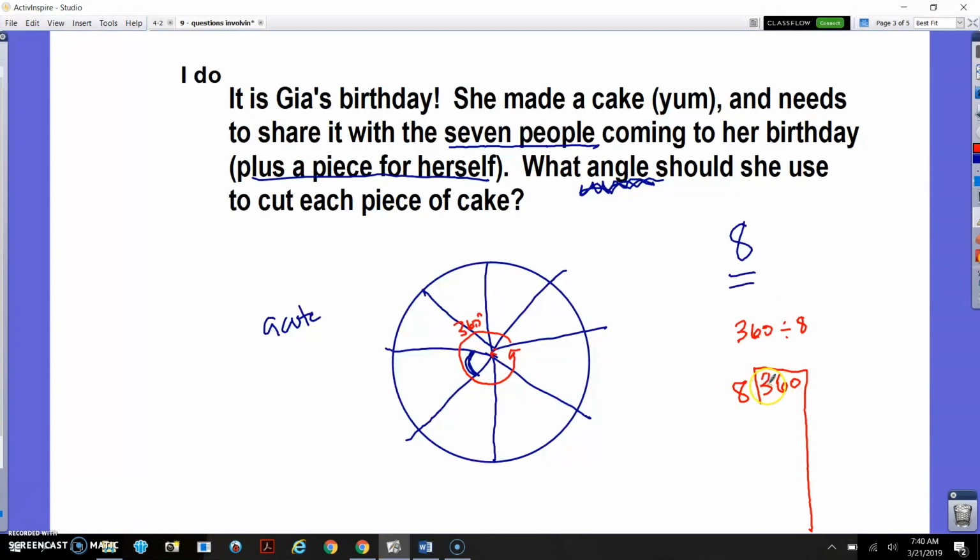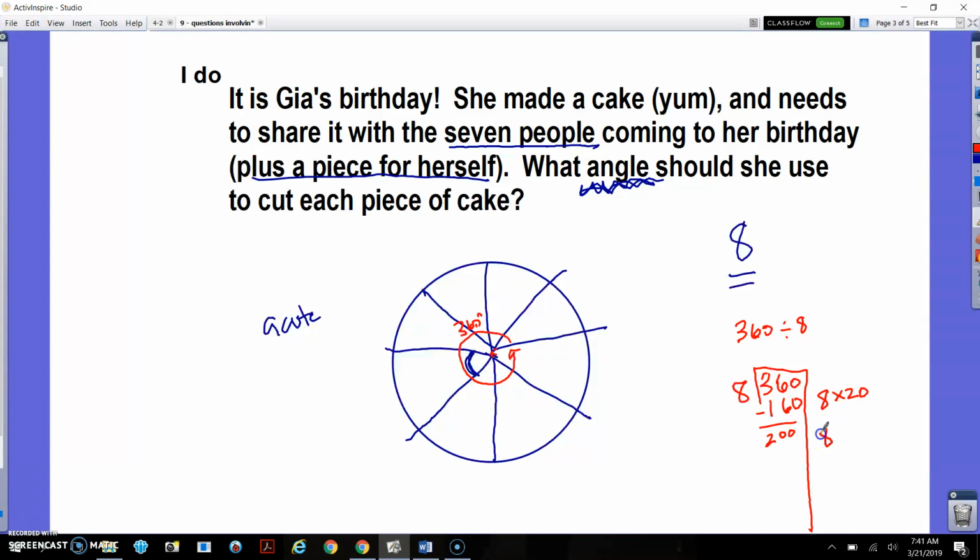That's going to take me a while. 8 times 10 would be 80. So why don't I do 2 of those? Why don't I do 8 times 20? 8 times 10 is 80, so 8 times 20 is 160. 8 times 2 is 16 plus the 0. That leaves me with 200.